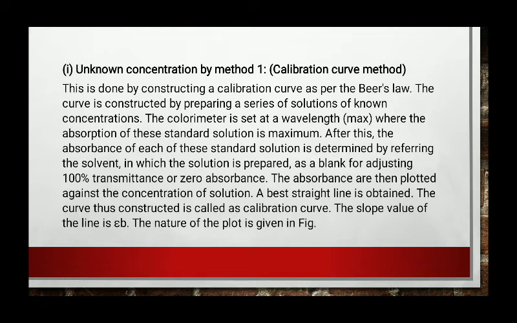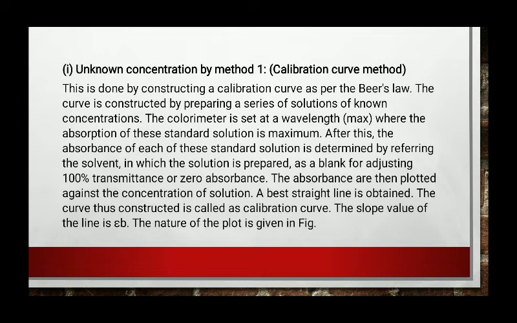Now, quantitative analysis, first method: unknown concentration by the first method, that means by the calibration curve method. This is done by construction of a calibration curve as per Beer's law. The curve is constructed by preparing a series of solutions of known concentration. The colorimeter is set at a wavelength where the absorption of these standard solutions is maximum, that means lambda max.